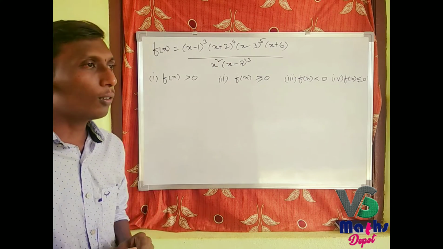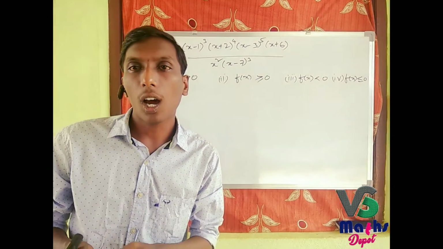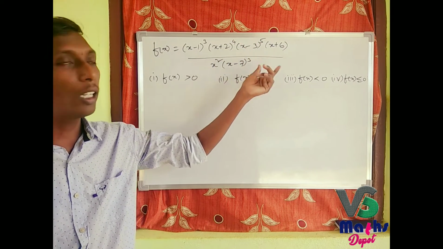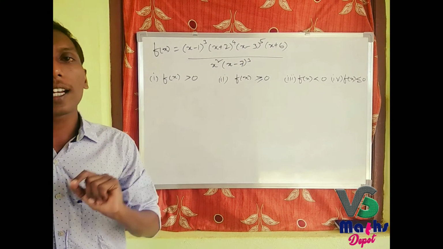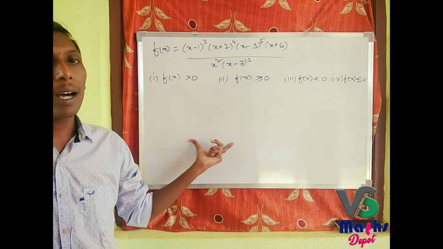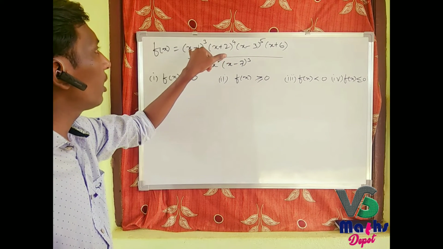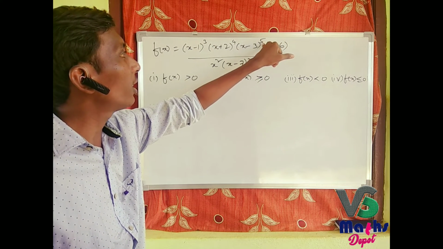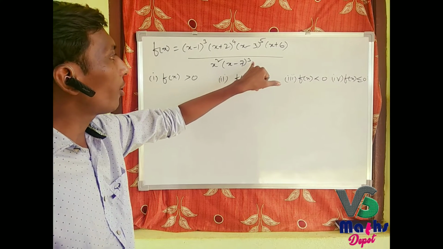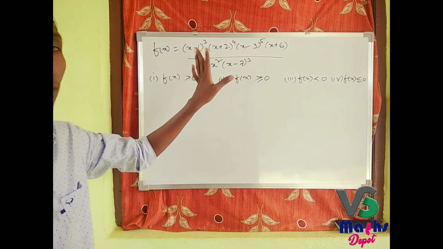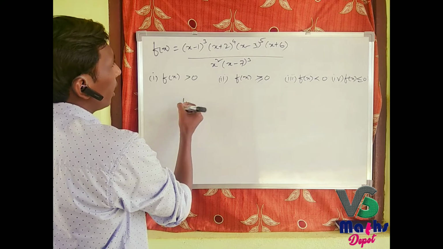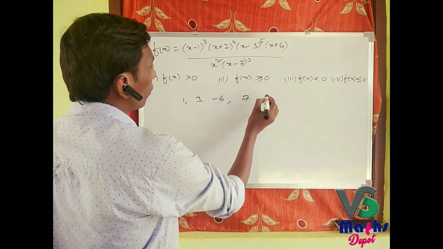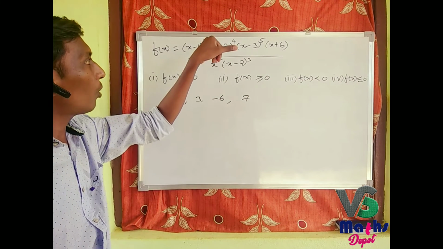In the wavy curve method, first we find all critical points by equating the odd power factors of the numerator and denominator to 0. We will get the critical points and write them on the number line. The odd power factors here are x minus 1 whole cube, x plus 1 whole to the power of 1, and this one is also an odd power. Here x minus 7 whole cube is also an odd power. So the critical points we get are 1, 3, minus 6, and 7, because these contain odd powers.